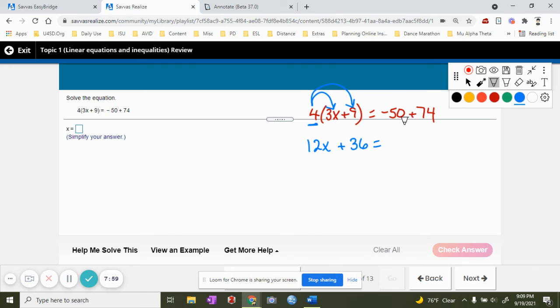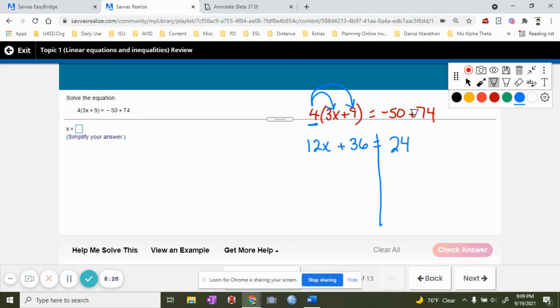Okay, on the right side, we are going to combine like terms. We have a negative 50 and a positive 74. We are adding 74 to negative 50. These are opposing signs. If you need to use your calculator to help you out, feel free. Negative 50 plus 74 gives us positive 24.